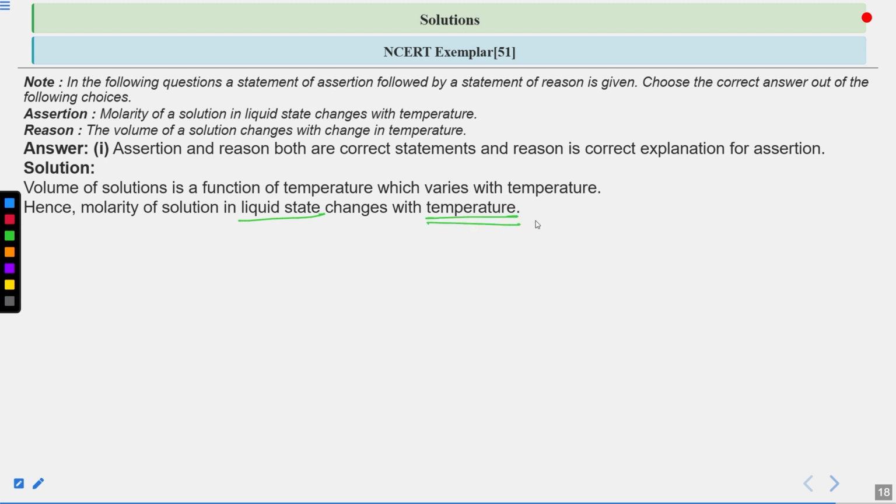So, if you talk about molarity, it is defined as the number of moles of the solute divided by the volume of the solution in liters. This is the formula for the molarity. This is the definition for the molarity: the number of moles which are present in 1 liter of solution, that is, 1 liter volume of solution.